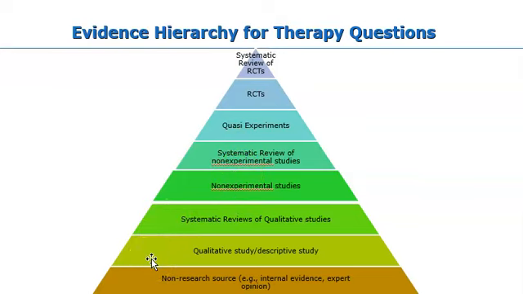And the reason for that is right here. We're looking at therapy questions. So which intervention is best suited to get the outcomes we want? Qualitative studies are very valuable in informing nursing science, but they're not as valuable at helping us determine which intervention is best. To answer that question, we need studies toward the top of the pyramid or the hierarchy.